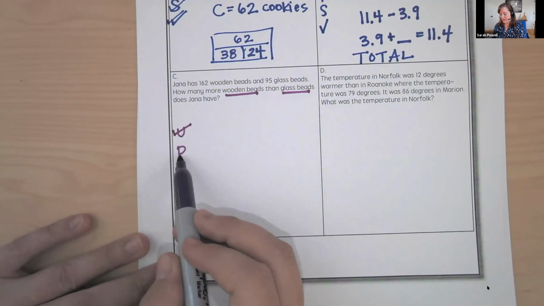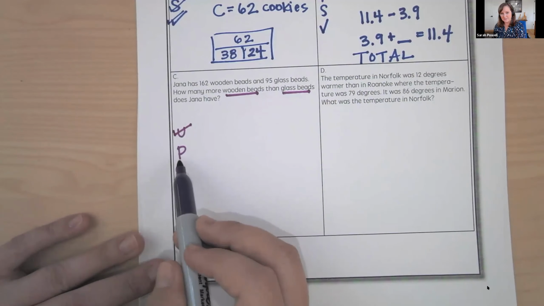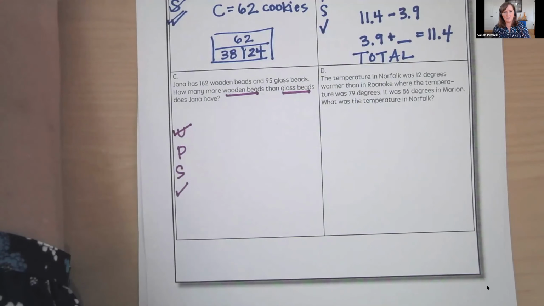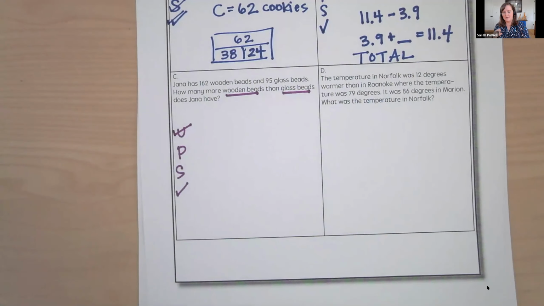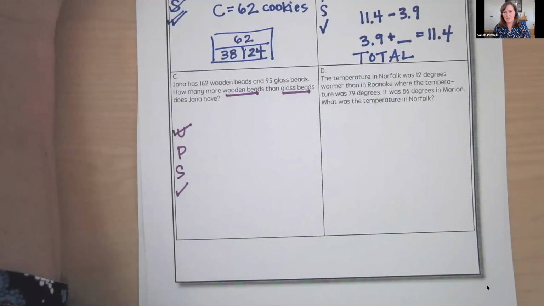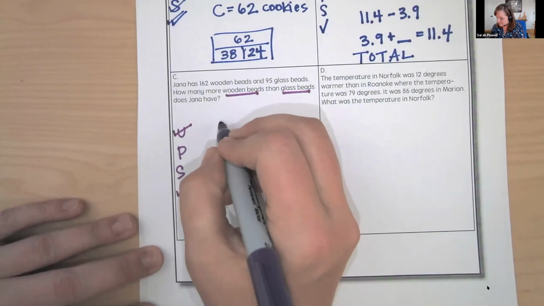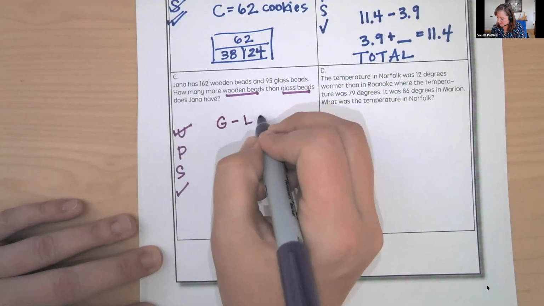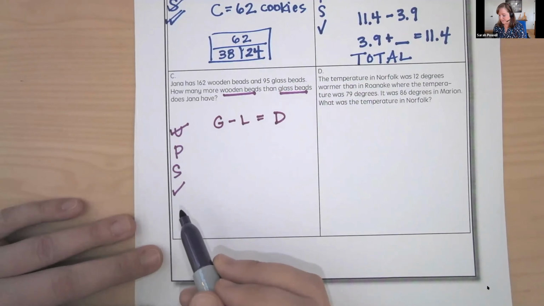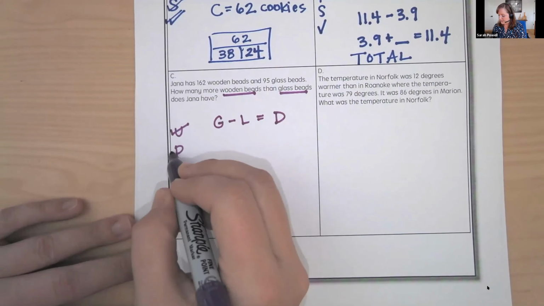Now I need to make a plan. Well, I'm going to ask myself some schema questions. Is this a total problem where parts are put together for a total, or is this a difference problem where amounts are compared for a difference? And so here I can see that this is a difference problem. So I'll quickly write my difference equation, because then that will help me organize the information from this difference problem. And I've got my plan.